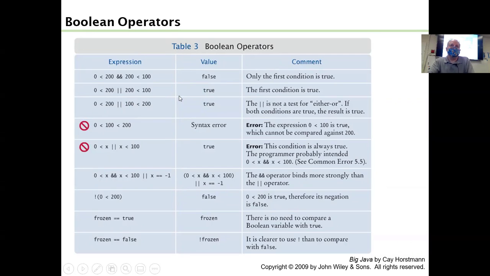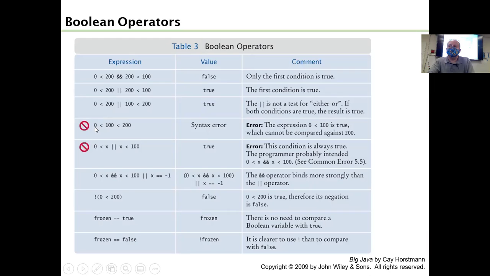That's like overkill because you only needed one of them to be true, but here both of them are true. So we're testing that. Here's one. A lot of people do this. A lot of beginning programmers do this.